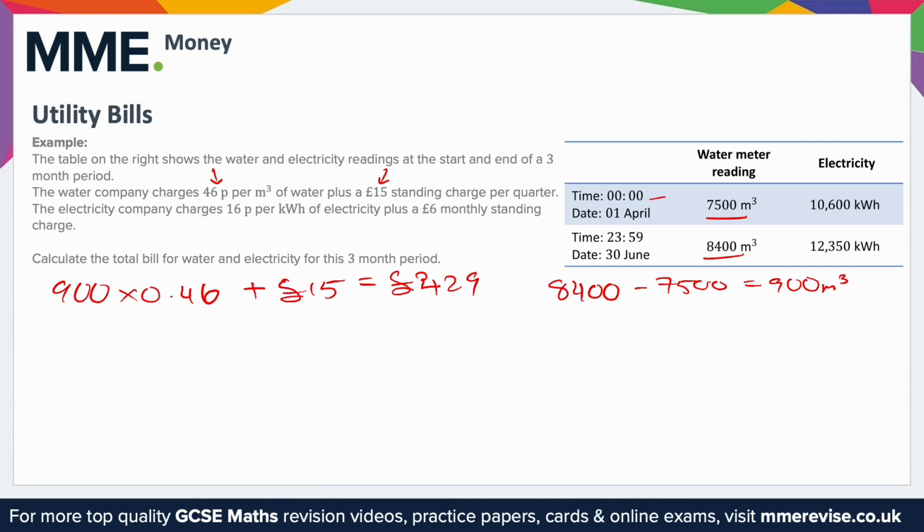The electricity we're going to tackle in a similar way. We're going to subtract this to work out how much has been used in that quarter. So 12,350, take away 10,600, and that gives you 1,750 kilowatt hours. We know that the cost of a kilowatt hour is 16p, so we're going to do 0.16 times by 1,750.